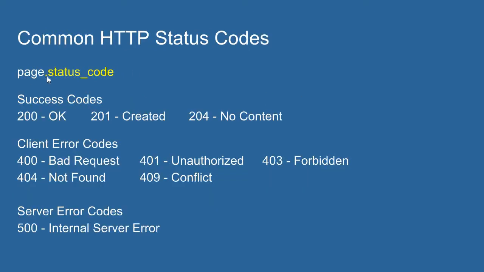We talked about the page.status_code. Here are some examples of common status codes you might encounter. 200 is the one you're looking for. 200 means the page was retrieved successfully. Other common ones are 404. So if you try to request a page that doesn't exist, the website can return a 404 status code. 500 sometimes occurs if there's some type of server error. And there are many more codes, but this just gives us a start.